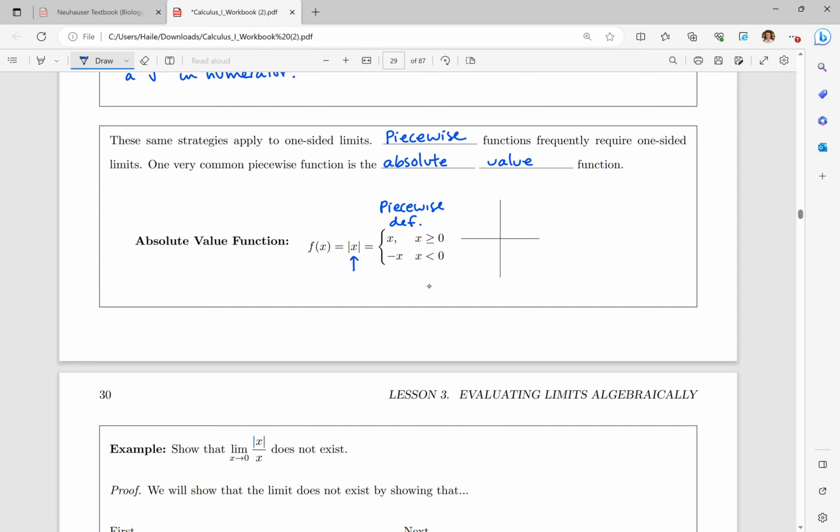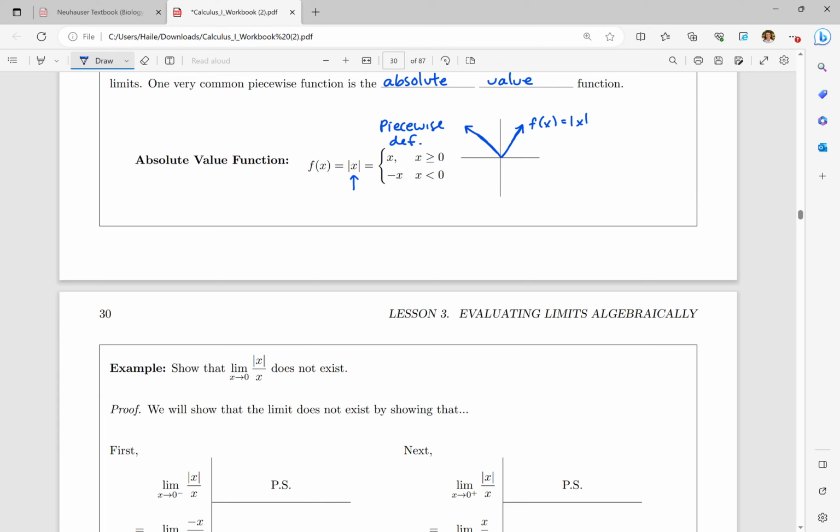It's the function x when x is greater than or equal to 0, and it's negative x when x is less than 0. So as a picture, this looks like a V. So we've got a line of slope +1 in the first quadrant, and a line of slope -1 in quadrant 2. And so that is f of x equals absolute value of x. Okay, so we're going to use this piecewise definition to help us evaluate limits involving the absolute value function.